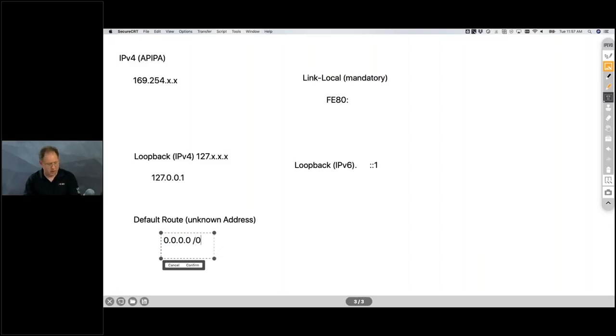You could have also put a subnet mask of /0 there. In the world of IPv6, you can probably guess what I'm about to do here. That is just ::. You could put a /0 at the end of it if you want to. 128 bits of nothing but zeros. That is the default route, otherwise known as the unknown address.